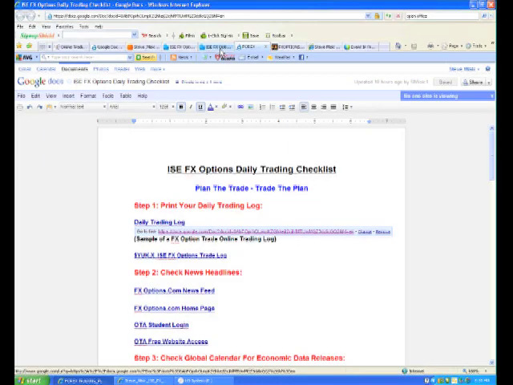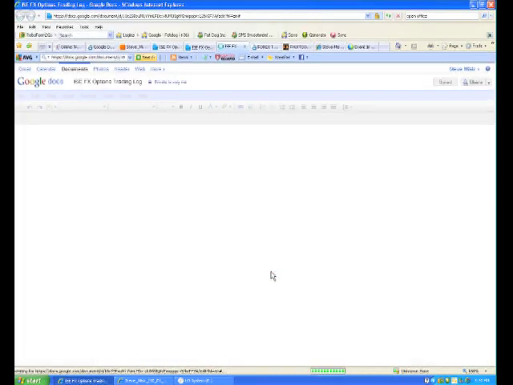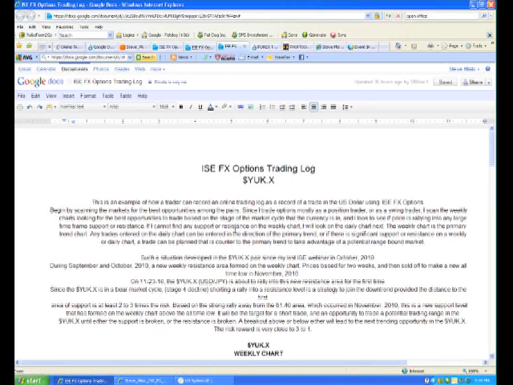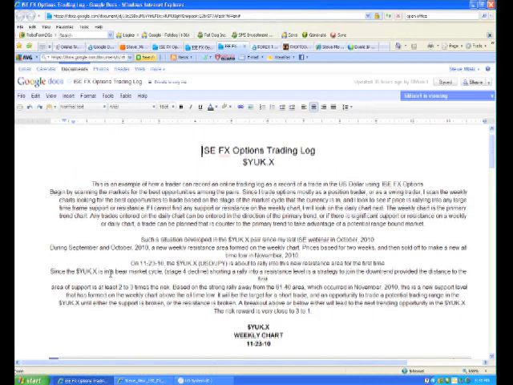So going back to my checklist, here is an example of an online trading log and an actual trade that's set up since the last time I did a webinar for the ISE. This one's going to take a second or two to load. You should be able to see where it says ISE FX options trading log for the yen. Okay? Everybody see that? All right. So this is an example of how a trader can record an online trading log as a record of a trade in the US dollar using ISE FX options.